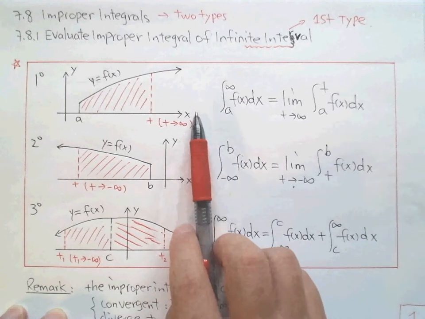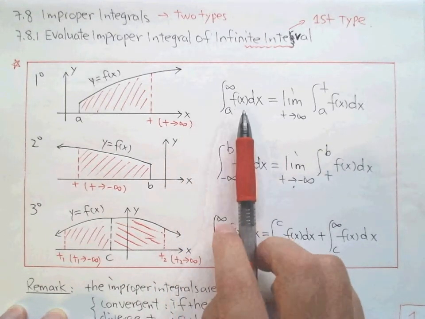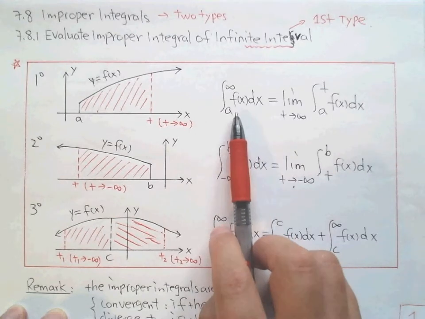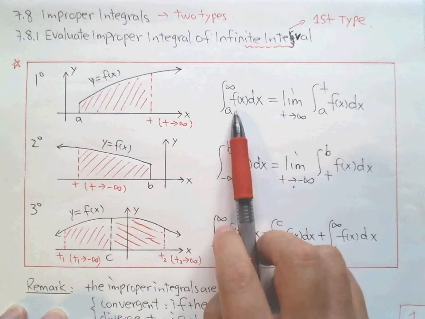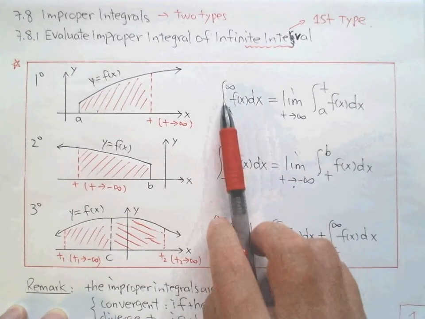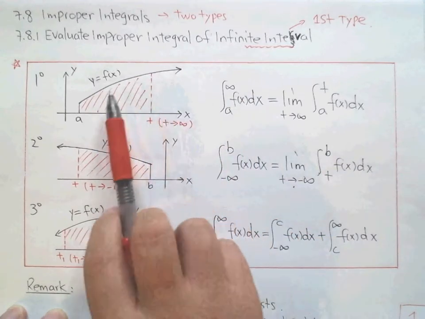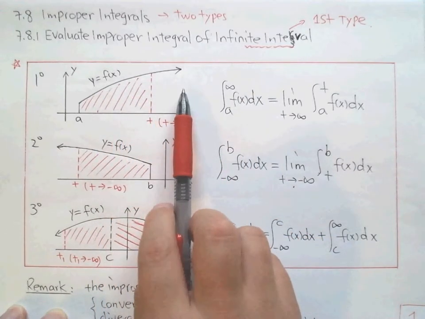Infinity is not a number, so we cannot directly define the area using a definite integral. This is not a definite integral, because it's not from a fixed number to a fixed number. This we call an improper integral. But we know there is a kind of area under the curve. How to define it? We define it this way.